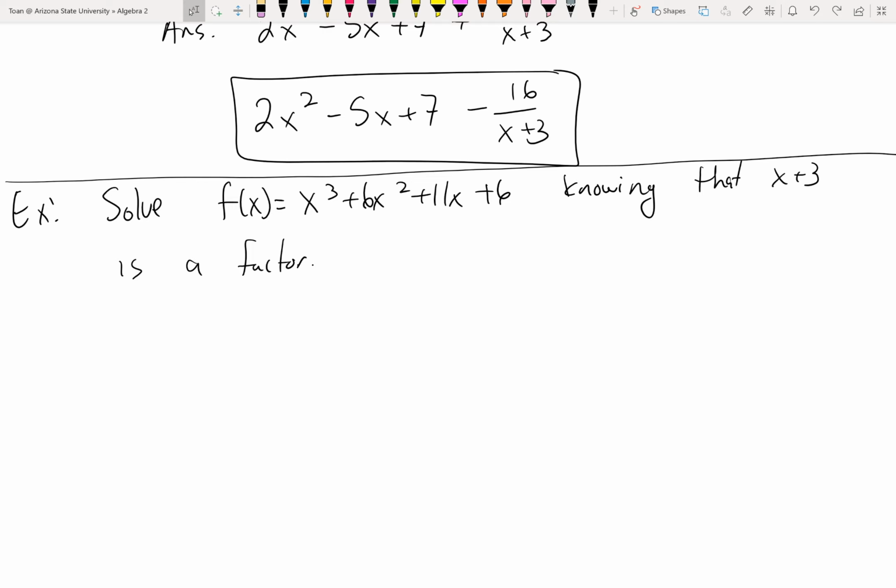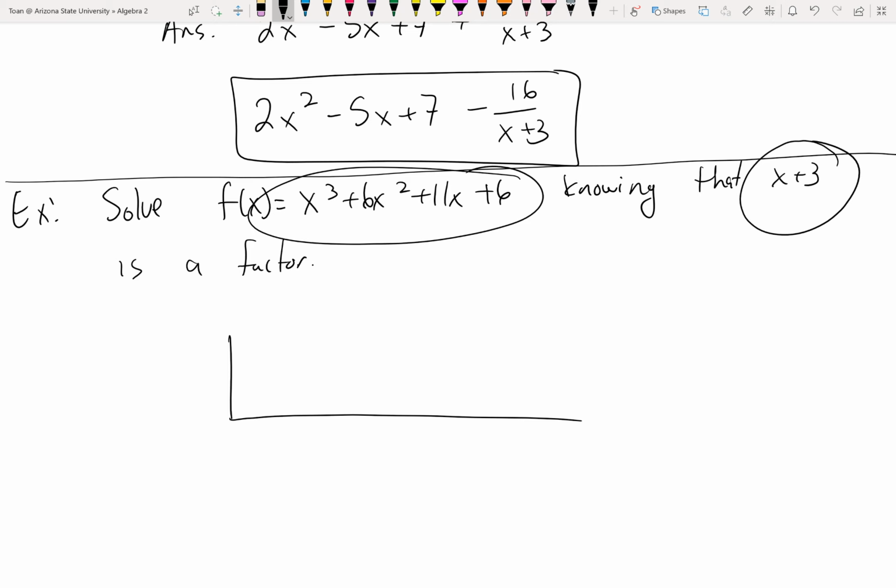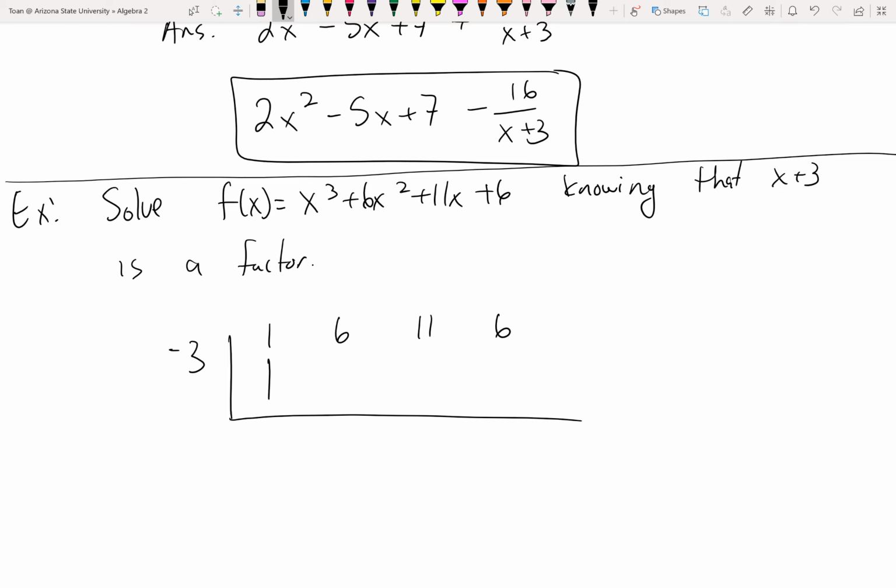Of course, I could use long division, but since this is a monic linear term, let's go ahead and just use synthetic division. So I'm going to synthetically divide this guy by that guy. So we have a 1, 6, 11, 6, and a negative 3. So let's go ahead and do this. 1, negative 3, 3, negative 9, 2, negative 6, 0. Notice how we got a remainder of 0. That shouldn't be surprising because I told you x plus 3 is a factor. And by definition, a factor is something that divides evenly and nicely.